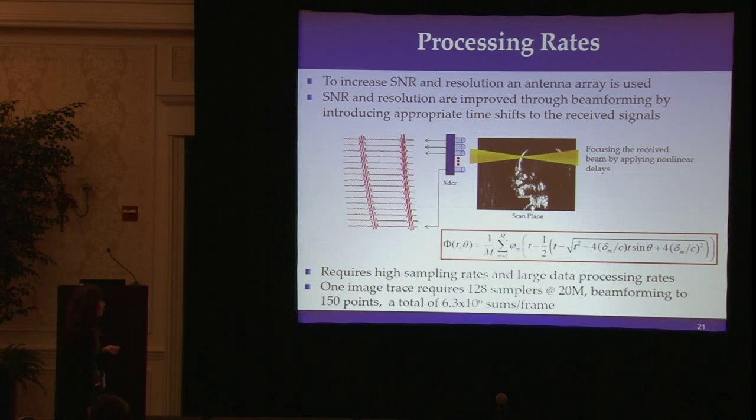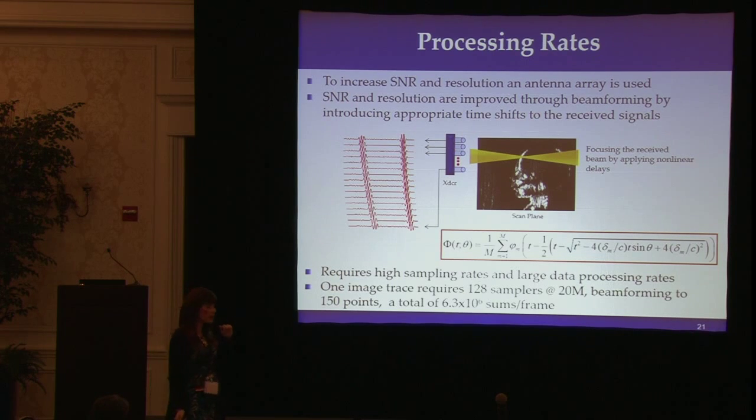The difficulty with beamforming is that it's very, very costly. Because first of all, it requires sampling at a very high rate. In fact, they sample at rates that are much higher than the Nyquist rate because they want to implement these time shifts, these nonlinear time shifts, on a very fine grid. So it requires high sampling rate and very high processing rate because you get all of this data and you have to beamform it to every point in the image.